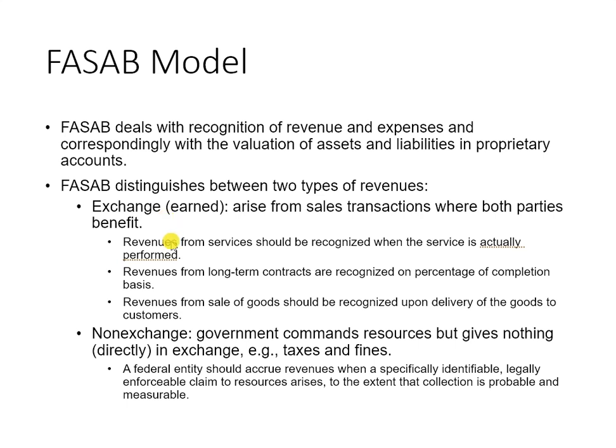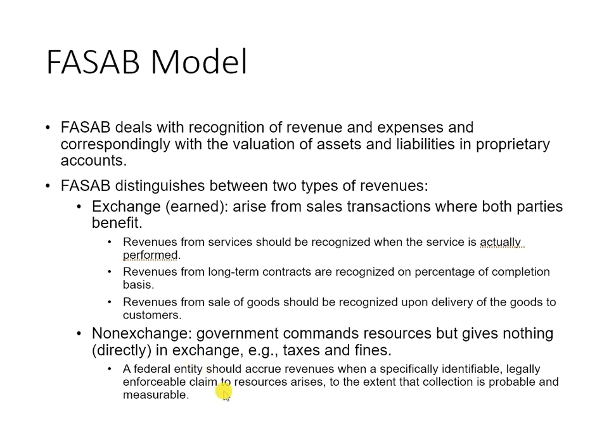For example, revenues from service should be recognized when the service is actually performed. Revenues from long-term contracts are recognized on a percentage of completion basis. Revenues from sale of goods should be recognized upon delivery of goods to customers. So these rules are exactly the same rules we have for the private sector from the FASB.